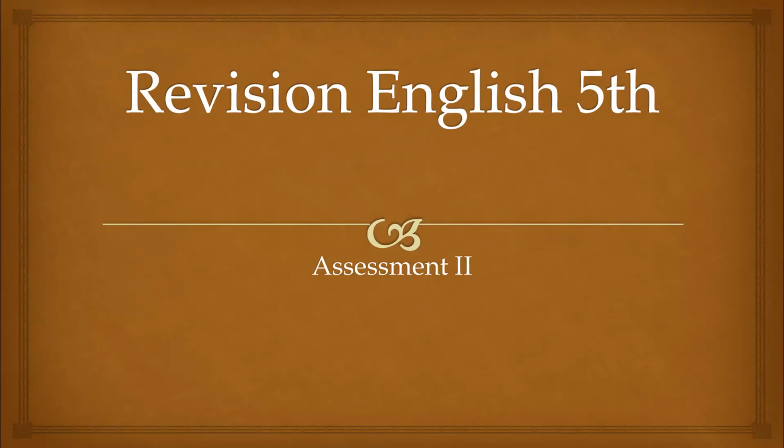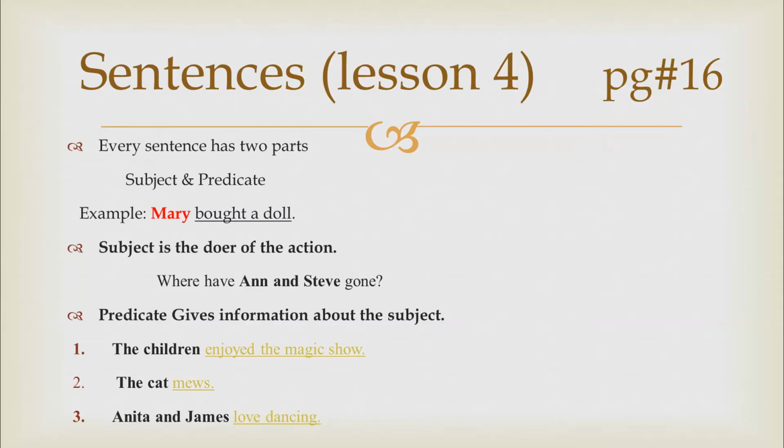In this lesson we will revise the syllabus of Assessment 2 of English class 5th. This syllabus contains 3 lessons, from lesson number 4 to lesson number 6 of English grammar, and 3 units of Oxford Progressive English, from unit number 3 to unit number 6. One application for sick leave and one story with the topic Try Again.